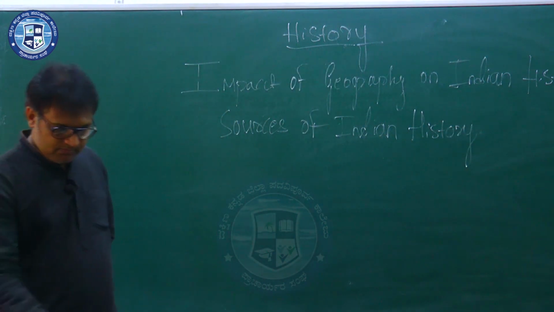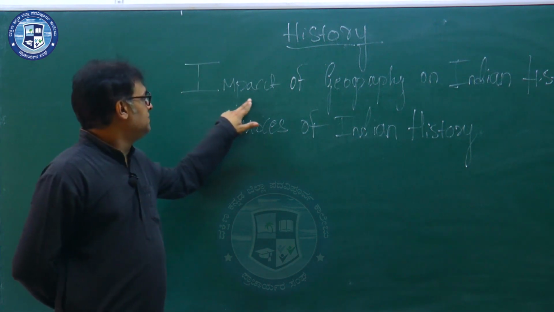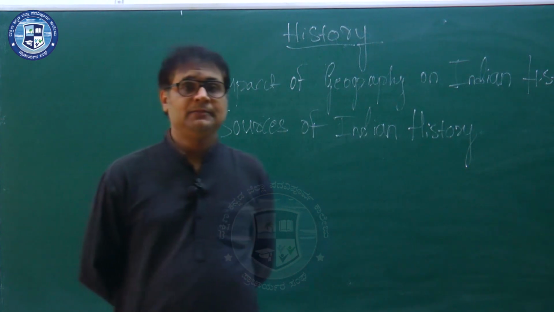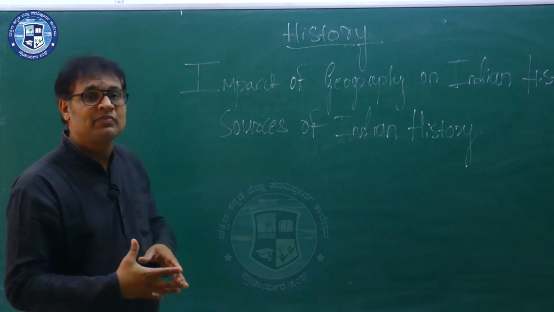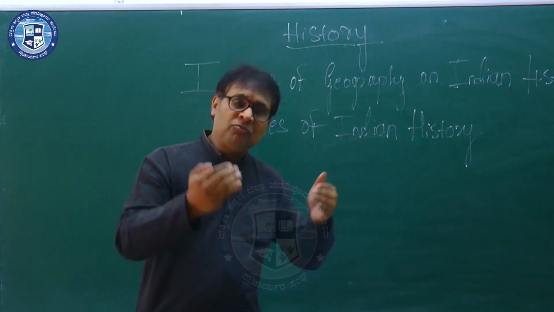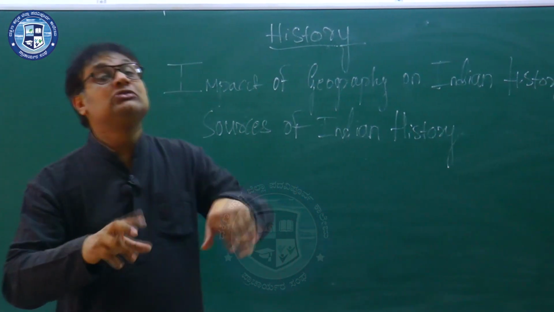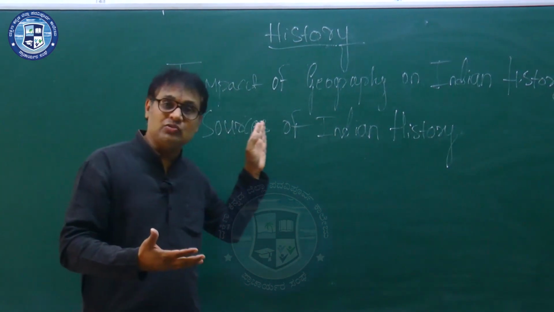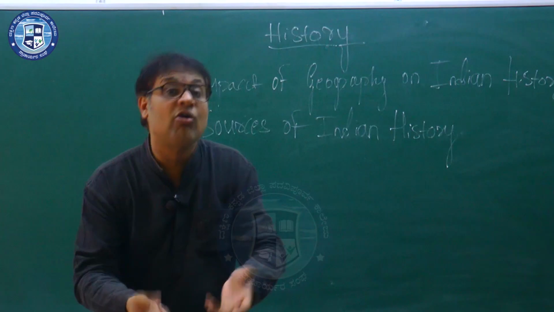Okay, let me tell the meaning of this word, impact. What is impact? The meaning of this word is the action of one object coming forcibly or not forcibly into contact with another. So that is impact. We may say it like this also: impact means an effective influence on another.